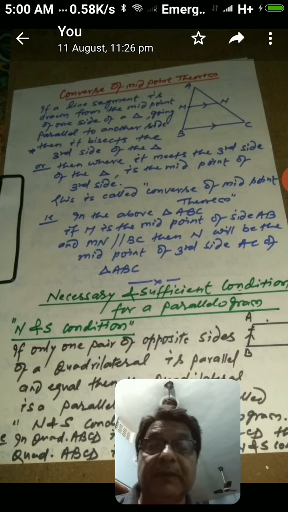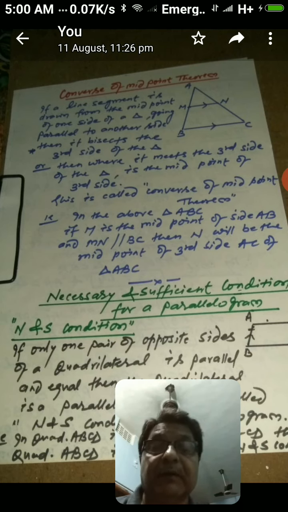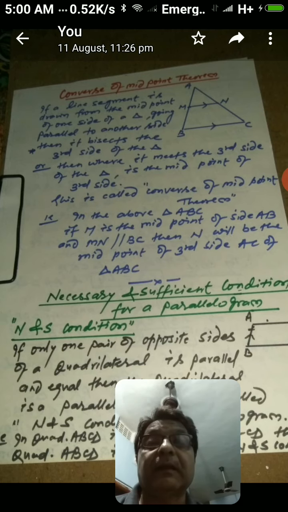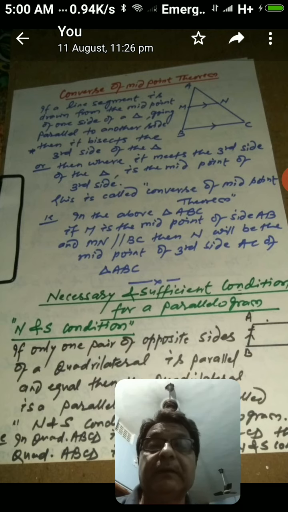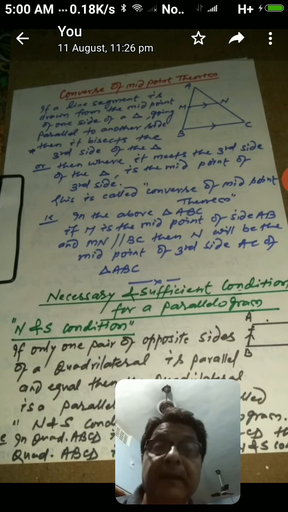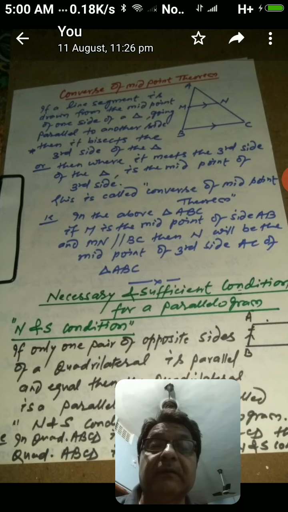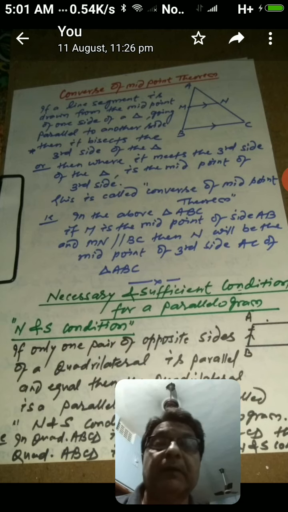So taking one figure, let us explain what is said in the converse of the midpoint theorem. Let we have a triangle ABC, where M is the midpoint of one side AB, and from this midpoint a line segment MN is going, which is parallel to another side of the triangle, BC, and meets the third side AC at point N. Then by the converse of the midpoint theorem, N will be the midpoint of the third side AC, that is, AN will be equal to NC.